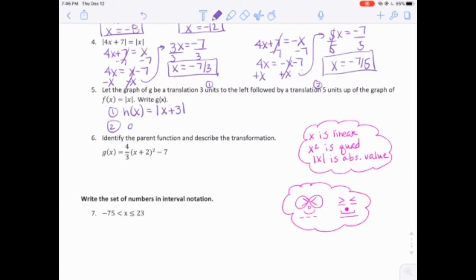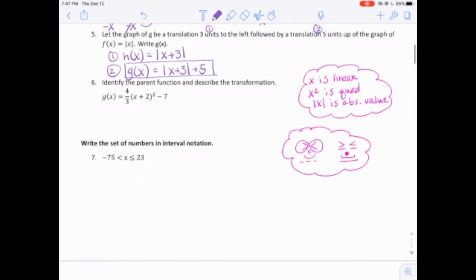Secondly, we're going to say g of x, our final, is equal to starting with our h of x and doing a vertical translation because we're 5 units up. Vertical things happen on the outside of absolute value bars or parentheses, and no opposite things to think about. So we just add 5. And this is our final answer.